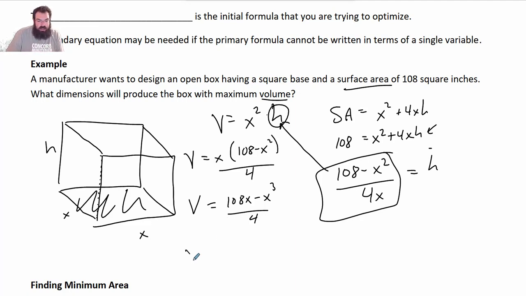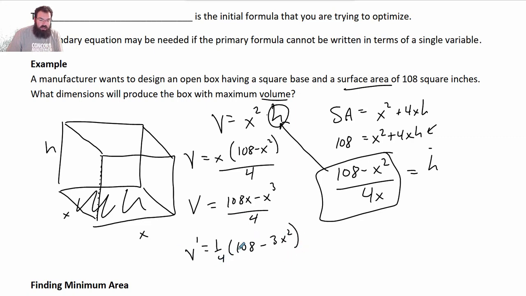And so when I do that, I get v prime or dv dt. It's up to you, whatever you want to do. I'm sorry, it's not dv dt. It's dv dx, with respect to x, because it's not related rates right now. It's optimization. So v prime equals, this is going to be 1/4 times 108 minus 3x squared.